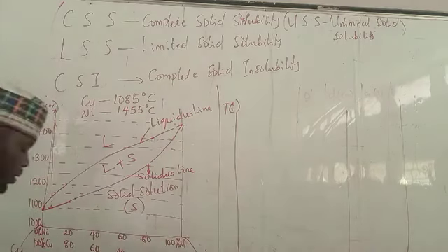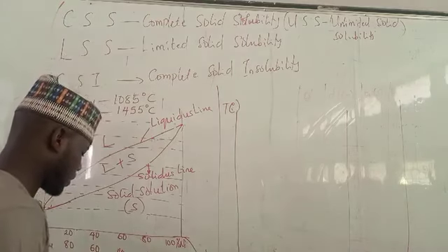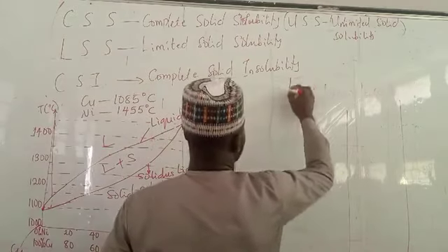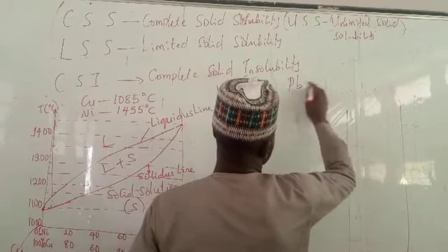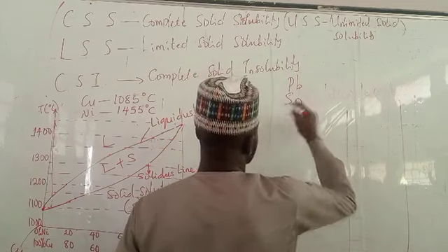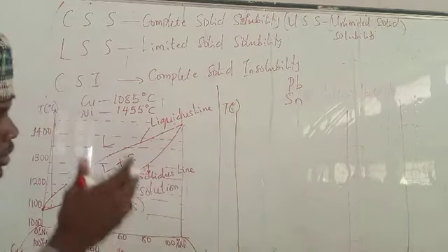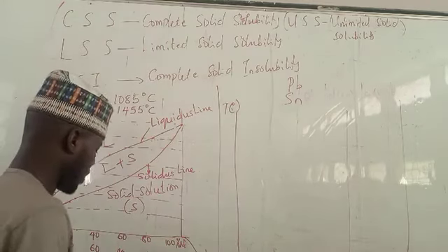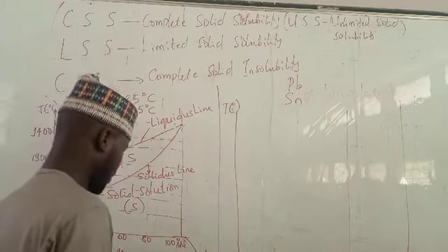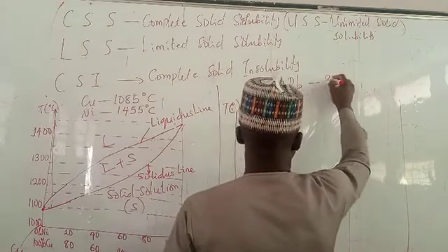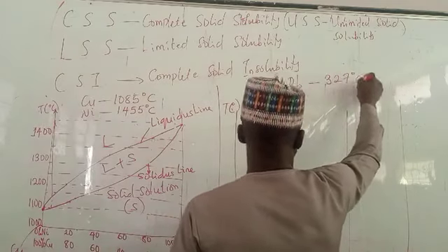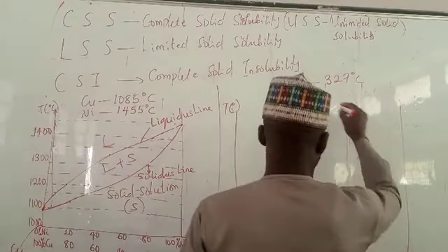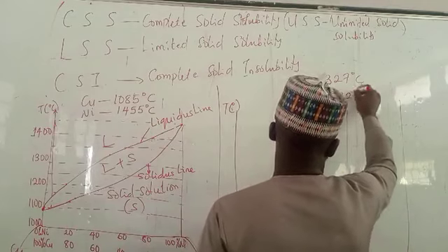An example of elements that exhibit limited solid solubility is lead and tin. You can have Pb for lead, and then you can have tin as well. These are the two elements, or alloys, that exhibit limited solid solubility. Note that the melting temperature of lead is 327 degrees Celsius, while the melting temperature of tin is 232 degrees Celsius.